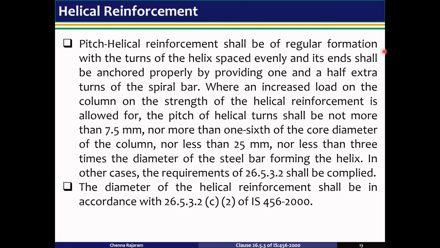The helical reinforcement shall be of regular formation with the turns of the helix spaced evenly, and its ends shall be anchored properly by providing 1.5 extra turns of the spiral bar, where an increased load of a column on the strength of the helical reinforcement is allowed for. The pitch of helical turns shall not be more than 75 mm, nor more than one-sixth of the core diameter of the column, nor less than 25 mm, nor less than three times the diameter of the steel bar forming the helix.